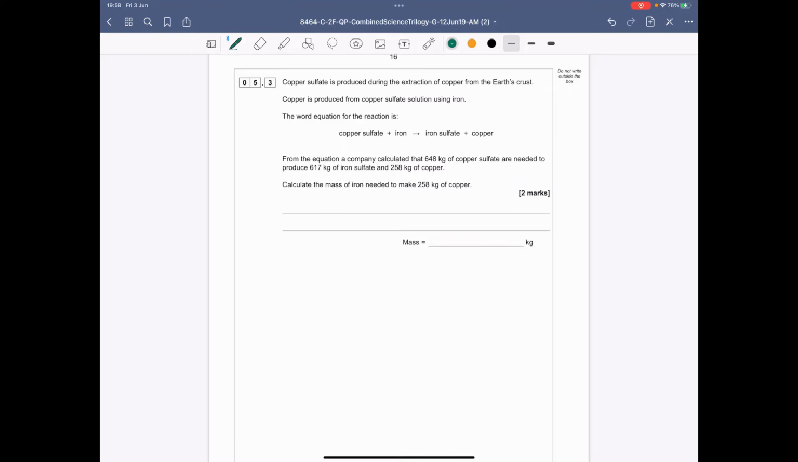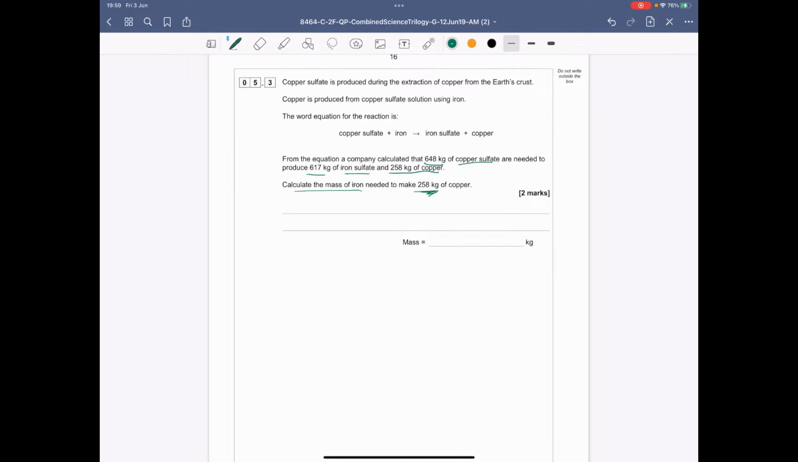Question 5.3. Copper sulfate is produced during the extraction of copper from the Earth's crust. The copper is produced from copper sulfate solution using iron. The word equation for the reaction is copper sulfate plus iron makes iron sulfate plus copper. From the equation, a company calculated that 648 kilograms of copper sulfate are needed to produce 617 kilograms of iron sulfate and 258 kilograms of copper. Calculate the mass of iron needed to make 258 kilograms of copper.